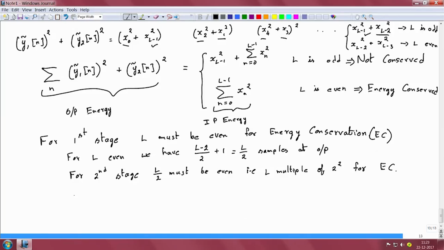Similarly, if we extend to the kth stage, L being a multiple of 2 power k implies energy conservation.